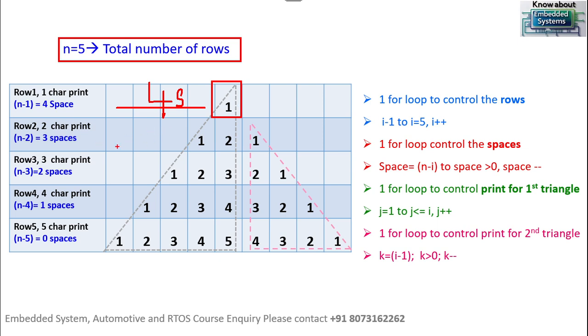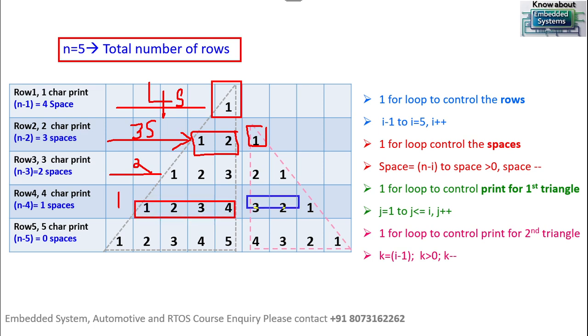In the second row, 3 spaces I have to include, and 2 characters plus 1 character. You can see here, 2 characters from the first triangle and 1 character from the second triangle. If you go on, 2 spaces, 3 characters, 2 characters, and then in the fourth row 1 space, 4 characters need to be printed, and on the other triangle I need to print 3 characters, and it goes on even for the last row as well. So this is the logic behind the number pyramid.